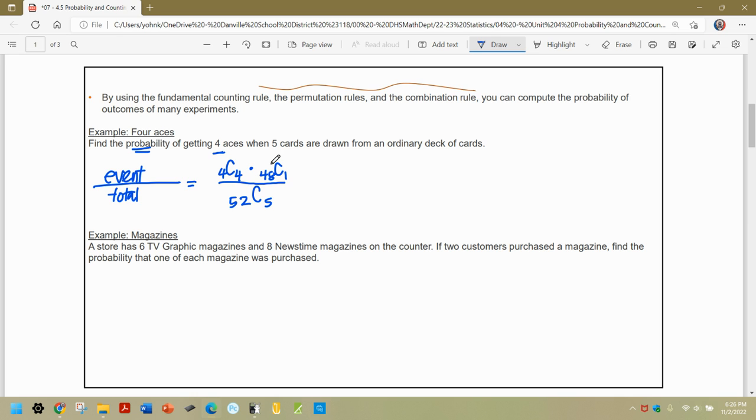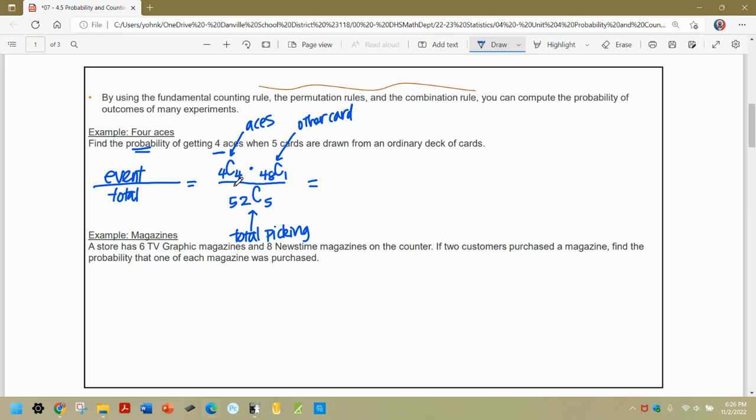Then I multiply those events together. So basically, it's like three little combination problems in one. This 4 choose 4, kids, is your aces. Your 48 choose 1 is going to be your other card. And the 52 choose 5 is the total picking. That's not very proper, but we'll go with it.